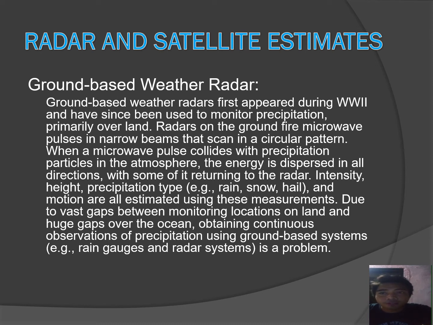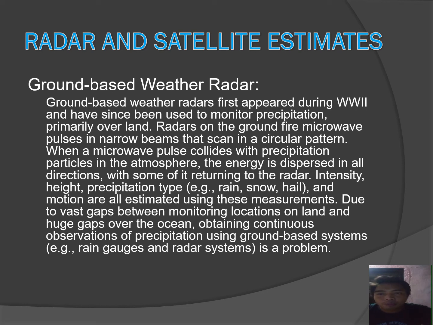So next is the radar and satellite estimate. First, the ground-based weather radar. It first appeared during World War II and has been used to monitor precipitation primarily over land. Radars on the ground fire microwave pulses in narrow beams that can scan a circular pattern. When a microwave pulse collides with precipitation particles in the atmosphere, the energy is dispersed in all directions. With some of it returning to the radar, the intensity, precipitation type such as rain, snow or hail, and the motion are also estimated using these measurements.